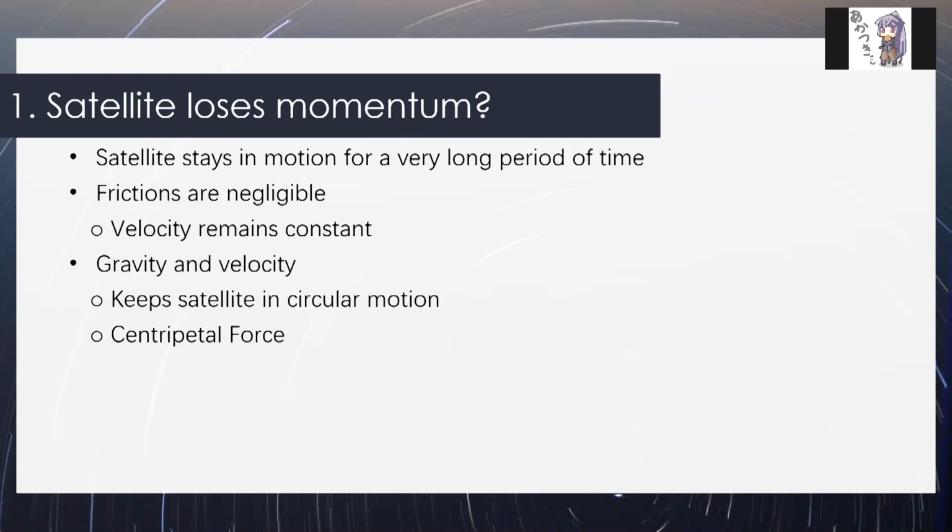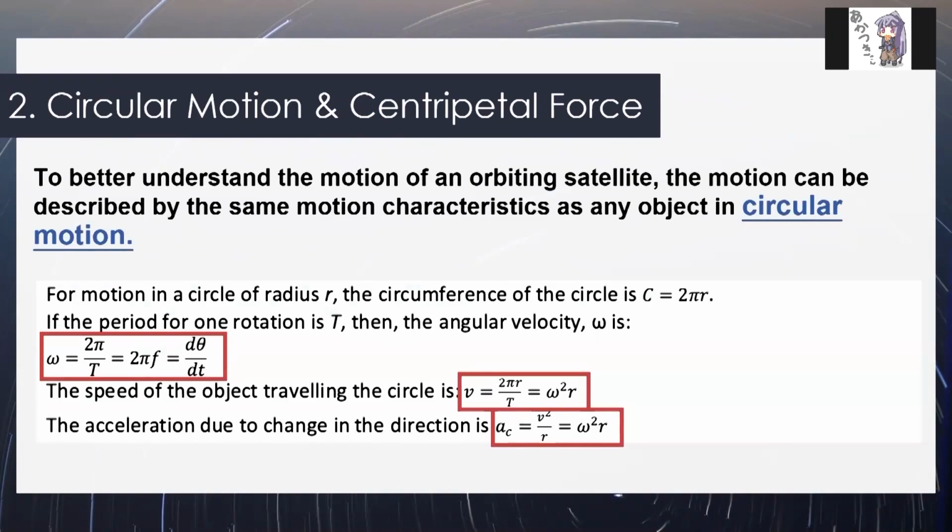So gravity and velocity keep the satellite in a circular motion, which requires a centripetal force, and the satellite will move around the Earth and orbit. So we'll go into details on circular motion and centripetal force.